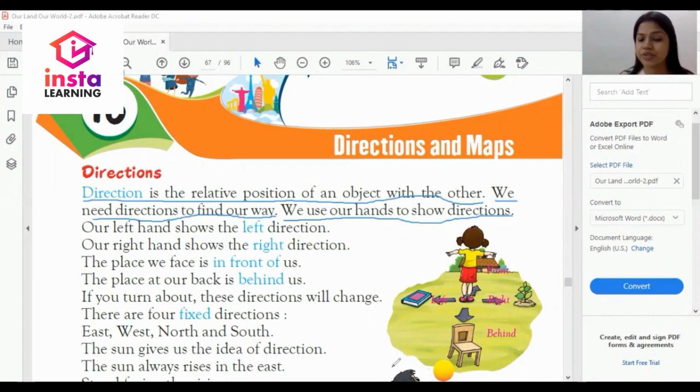Our left hand shows the left direction. So dear student, this is my left hand. So this is my left side. This is my right hand and this is my right side. The place we face is in front of us. So I am facing my laptop. So this laptop is in front of me. The place at our back is behind us. So what is at my back? This is a wall. So the wall is behind me.